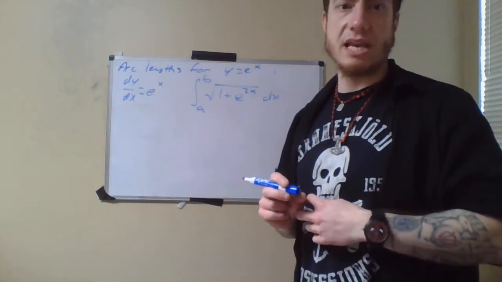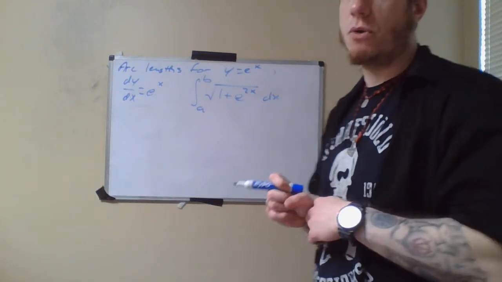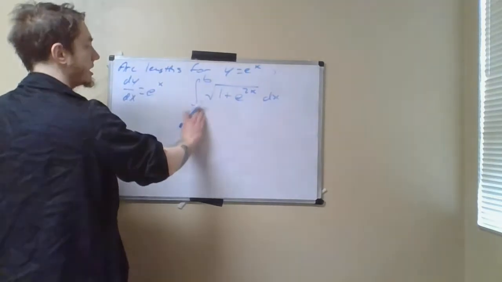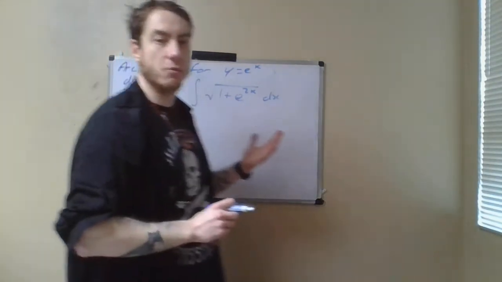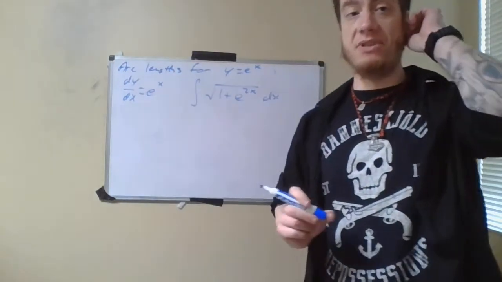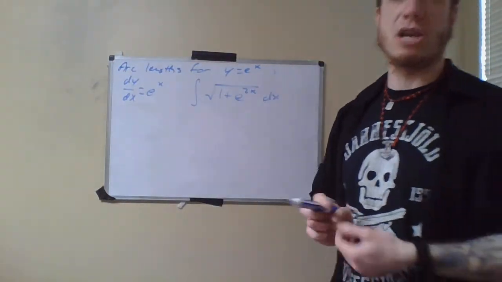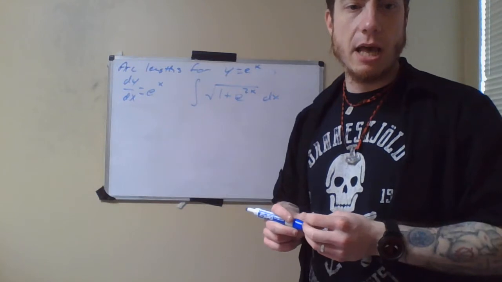Now, the first thing that I'm going to do is make a u-substitution. Actually, I'm going to ignore the fact that this is a definite integral for now. We're just going to figure out the antiderivative. And then when you have to deal with bounds, you can deal with bounds in the usual ways.